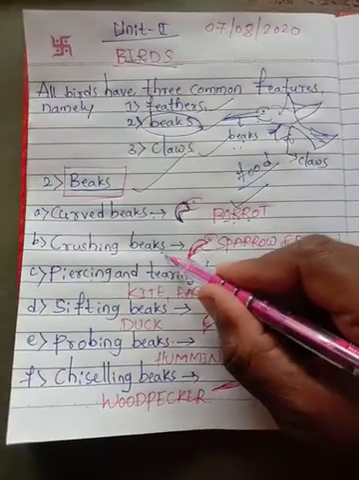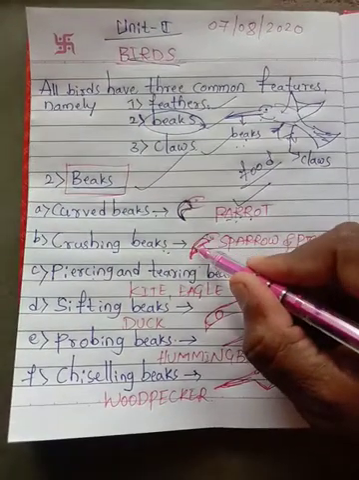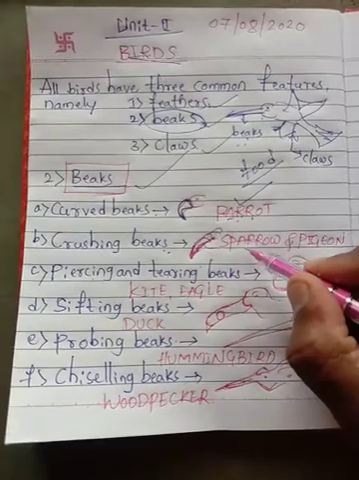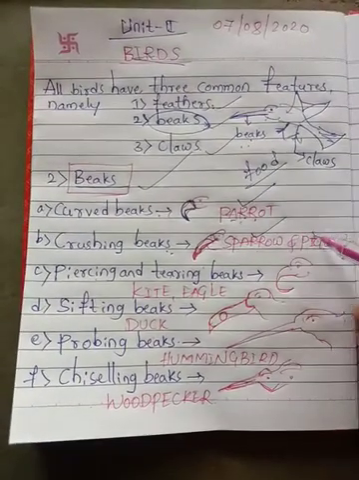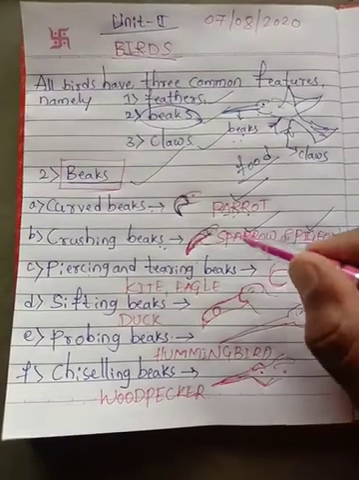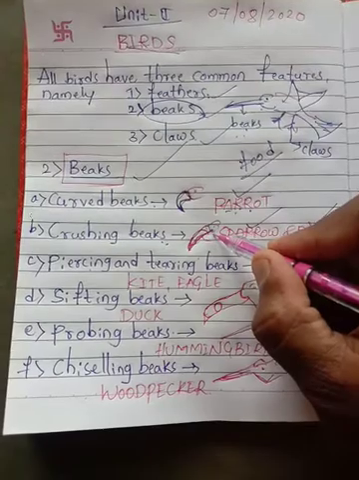And next one, crushing beaks. Look there, this is a crushing beak. Examples of birds with crushing beaks are the sparrow and pigeon. Sparrows and pigeons have short, hard beaks to crush grain and seeds.